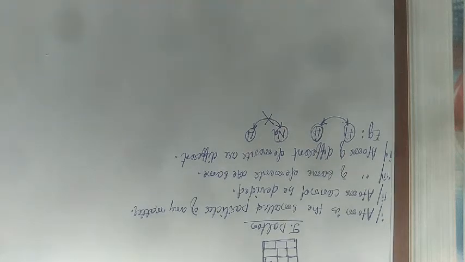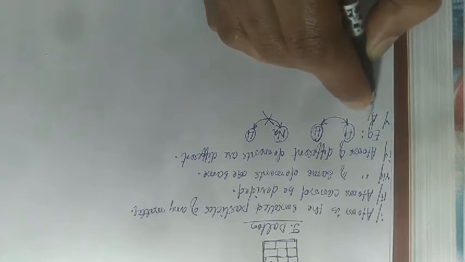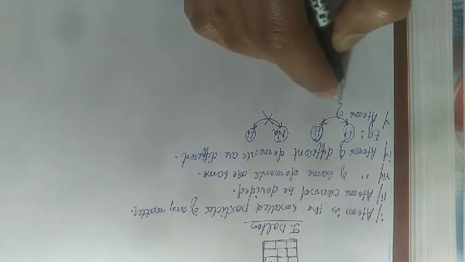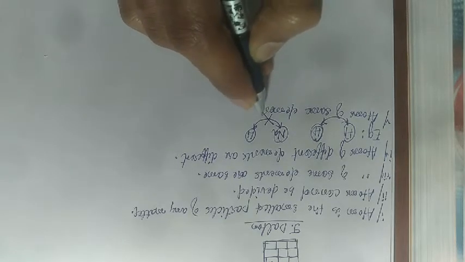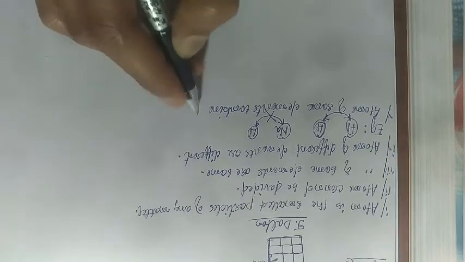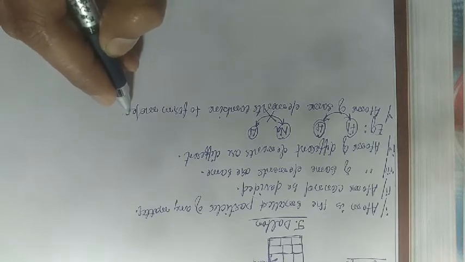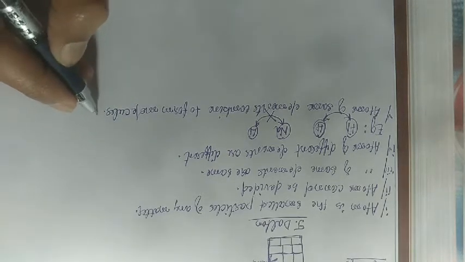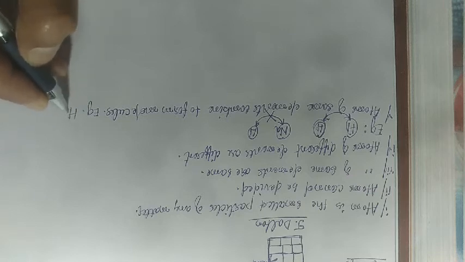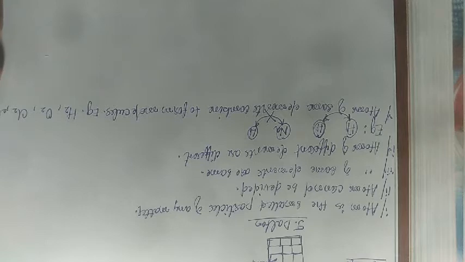Okay. Now next, number five, he says atoms of same element combine to form molecules. Just like example, H2, O2, Cl2, etc. Okay.